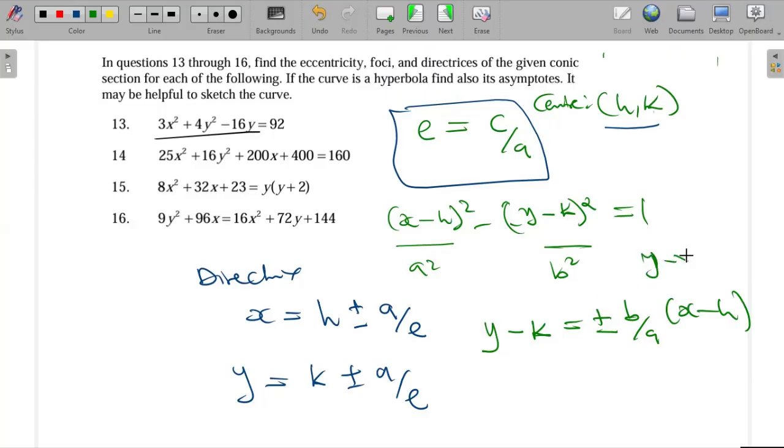And how do you identify the y-axis? You just check which bigger number is under which term. So if a squared here is big, it means that this is going to be in the y-axis. But if this number here is big, it means that it's in the x-axis. If it's bigger than the other number is what I'm trying to imply here.